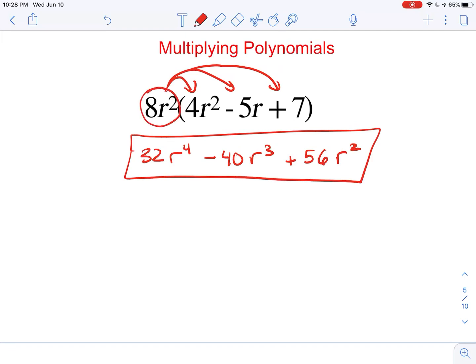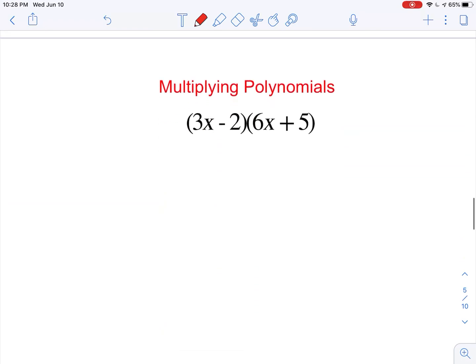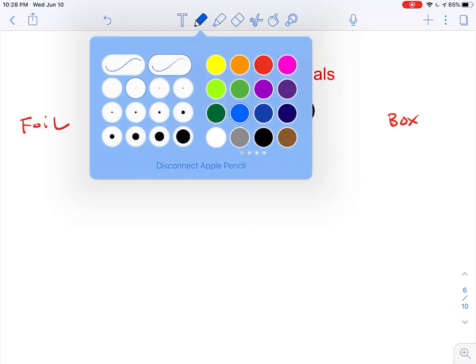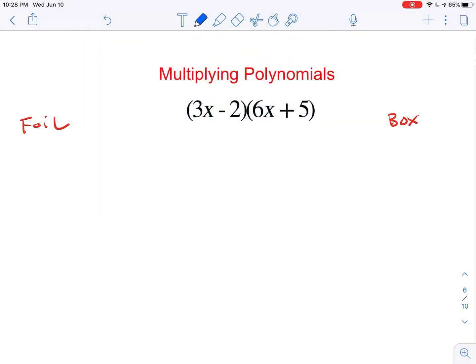Remember, that's called the distributive property, and it can be done with any combination as long as this is just a monomial. But of course, not everything will be a monomial. We also have binomials, trinomials, etc. So when we have a binomial, which is a two-termed expression times another two-termed expression, we have two options. We have FOIL and we have box method. Both are accurate, both are valid, and I am going to review both of them right now.